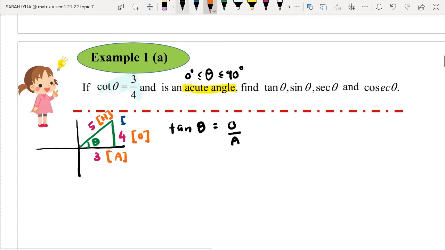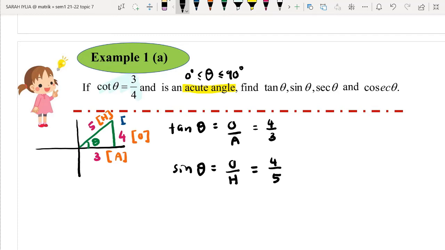Okay, so we continue back. Opposite over adjacent, straight away from the triangle itself, you're gonna get 4 over 3. And that's basically the other way part of our cotangent theta. Dia memang terbalik macam tu lah. Kalau cot tadi kita dapat 3 over 4, tangent confirm 4 over 3. Okay, moving on. Next one, we have to find Sine Theta. So Sine Theta is opposite over hypotenuse. Based on the triangle itself, we're gonna get 4 over 5.